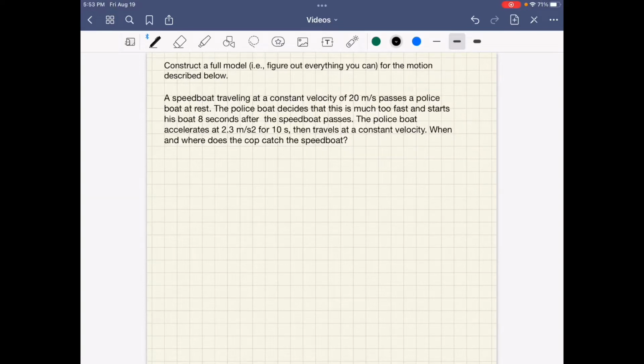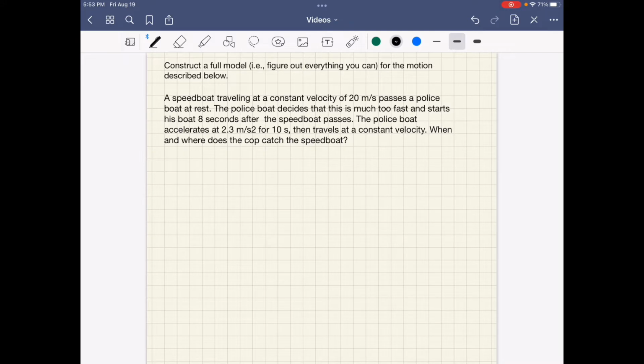Hi everyone, in this video we will learn how to build a model for constant or uniform acceleration, and we'll use this model to solve an example problem. Let's get right to it.